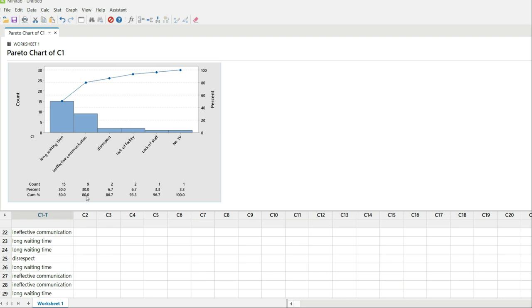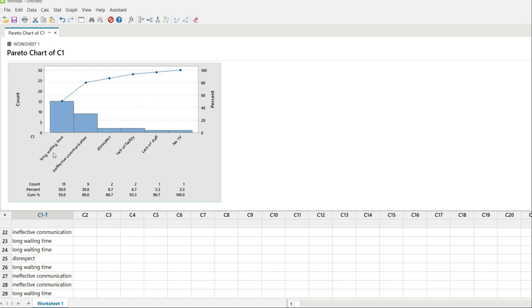Cumulative means together. Only because of the first factor we got only 50. But if you include ineffective communication, how much is the total together? 80%. So as per Pareto, we need to take up to 80. What does it mean? 80% of patients were dissatisfied because of long waiting time and ineffective communication. Out of 30 patients, 80% of patients were dissatisfied because of the two problems.